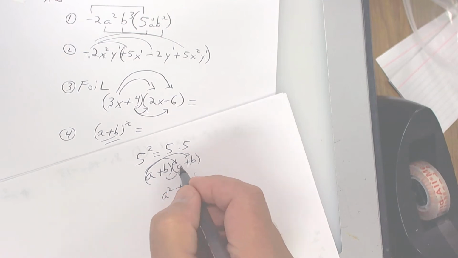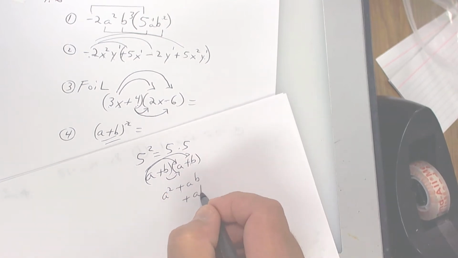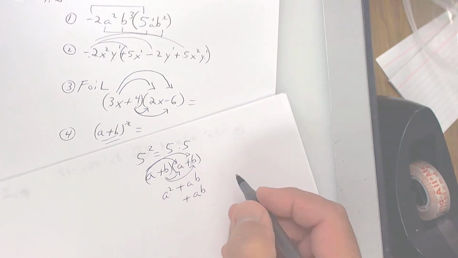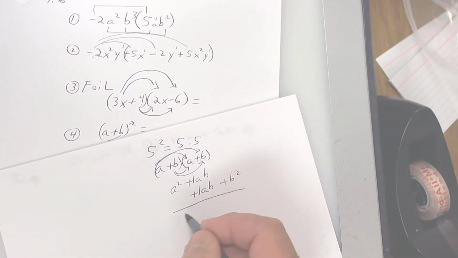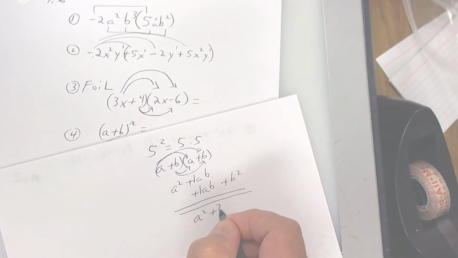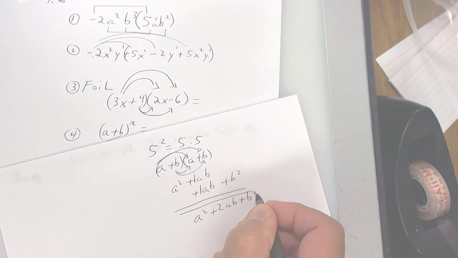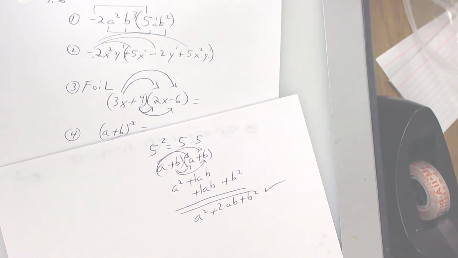Same thing here. B times a is the same thing as ab. Put it in alphabetical order. B times b is b squared. This is 1 plus 1 gives you 2. So your final answer is a squared plus 2ab plus b squared, and you're done. And that's how you do that one.